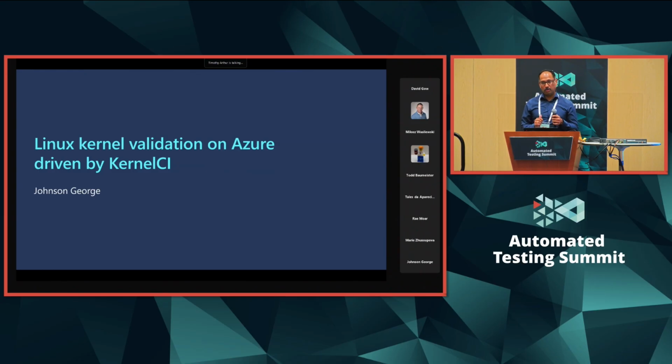This presentation is about how to validate the Linux kernel in Azure using KernelCI. In this, we'll talk about the test framework we use and the strategy we follow to validate the upstream kernel. And we'll see how we improve the coverage for the upstream kernel validation, collaborating with KernelCI.